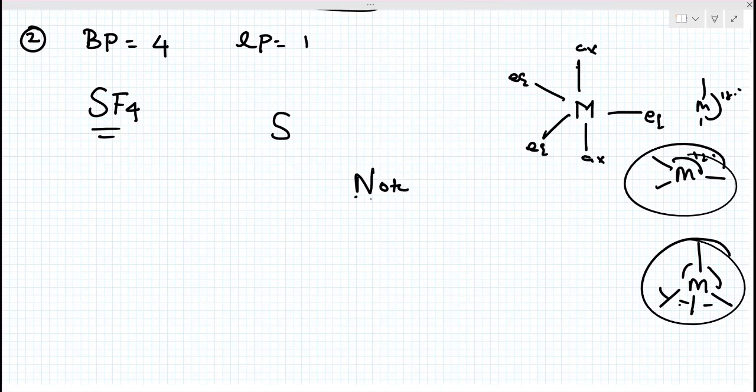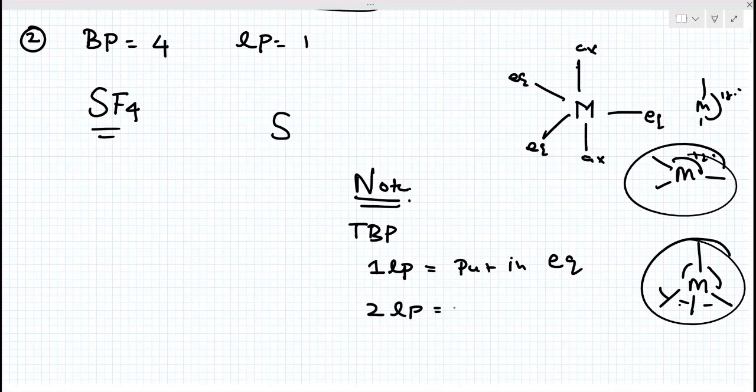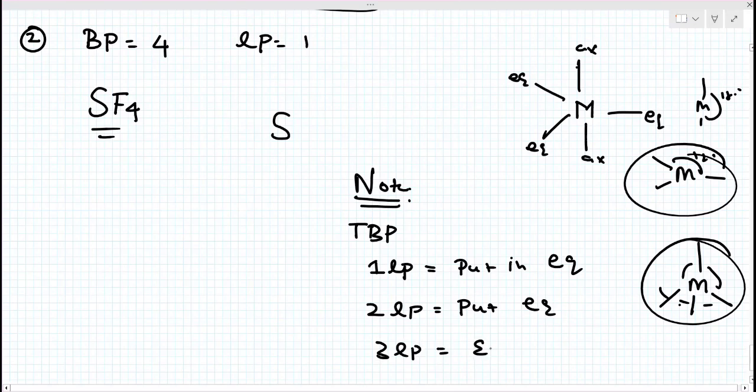Note: if the molecule has trigonal bipyramidal geometry and we put one lone pair, we have to put it in the equatorial position. We got the point. For two lone pairs, we again put them in equatorial positions. Yes or no? For three lone pairs, we again put them in equatorial positions. There is no lone pair in the axial position.